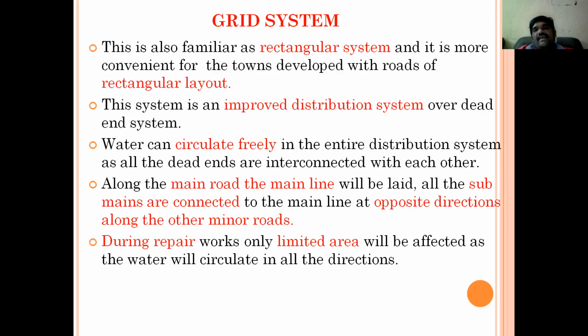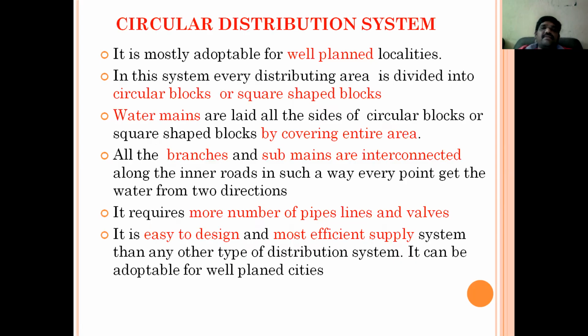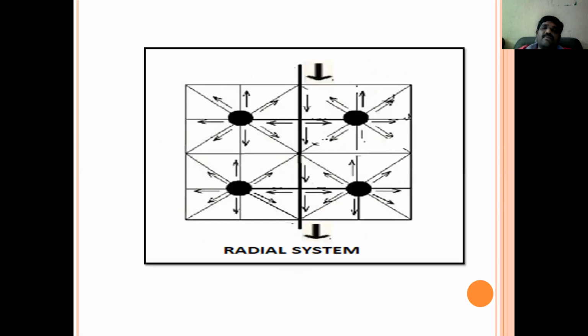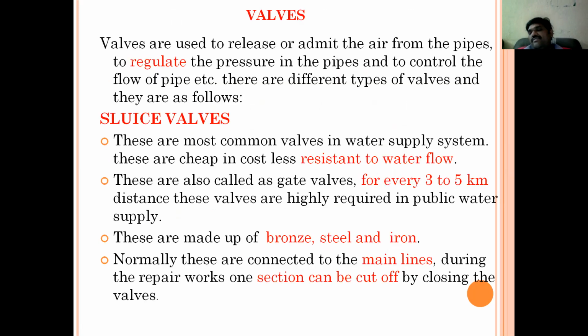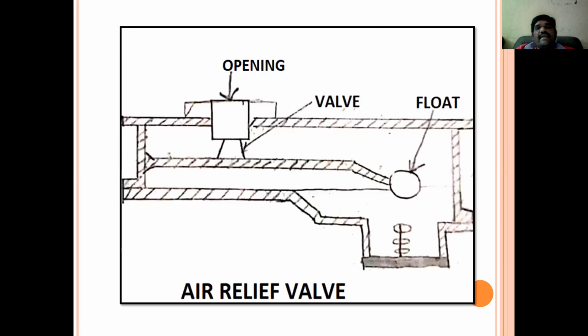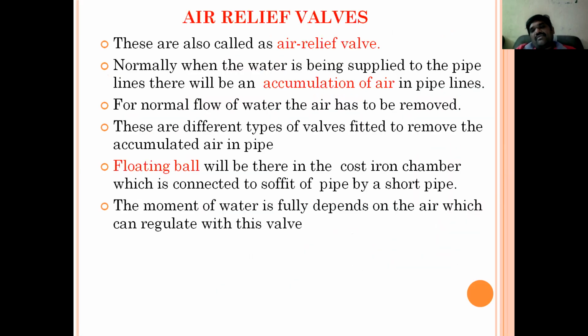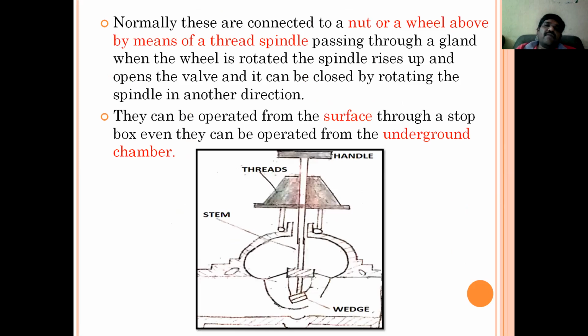Yesterday we saw the layouts of the distribution system. Today we have seen the various valves, the most important valves which play a vital role in the water distribution system: sluice valves, check valves, air relief valves, and scour valves. So you must learn how to draw these diagrams, and whenever you get a question, definitely you may get a question: write a note on types of valves.